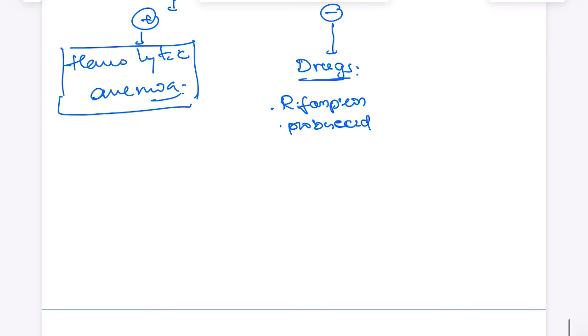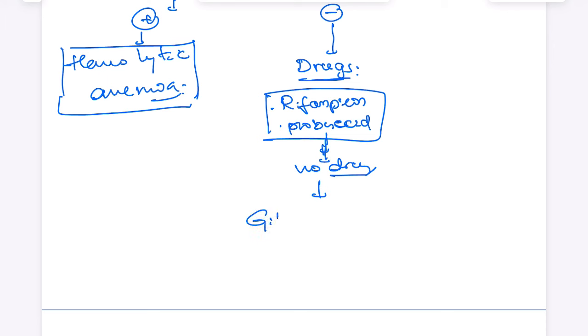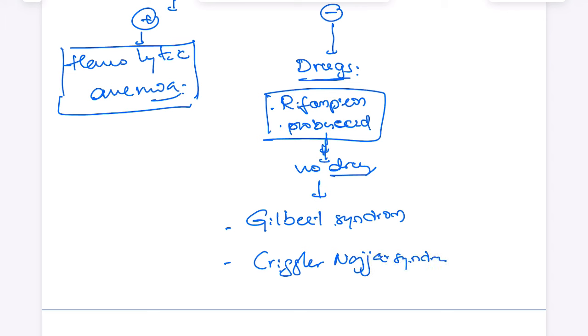When there is no drug history, after ruling out drugs, you have to think in terms of two genetic conditions, that are Gilbert syndrome and Crigler-Najjar syndrome.